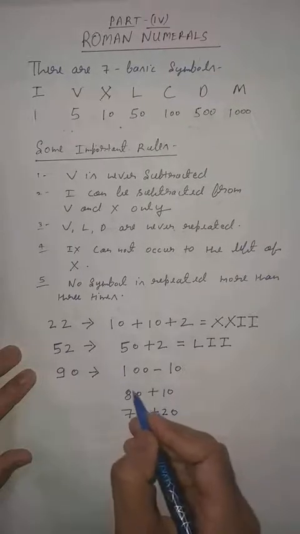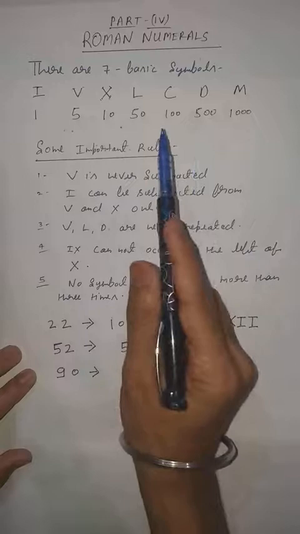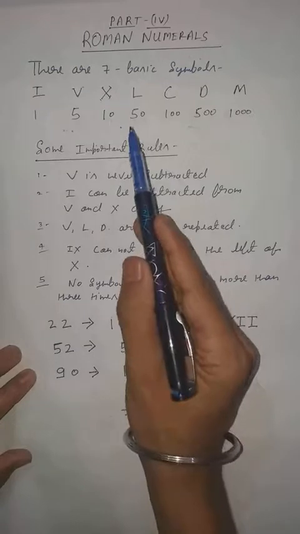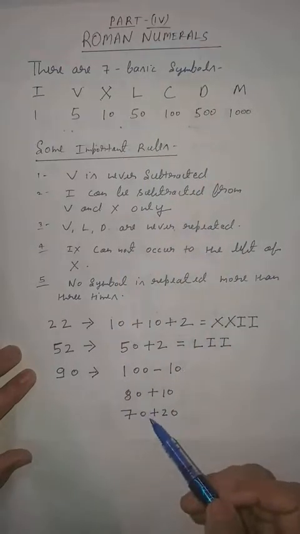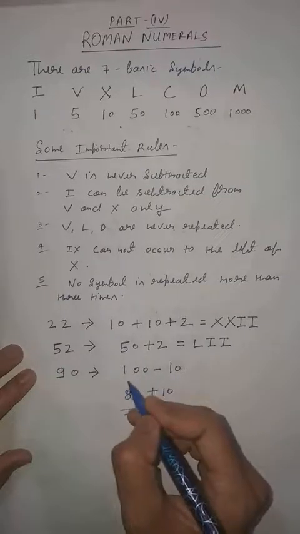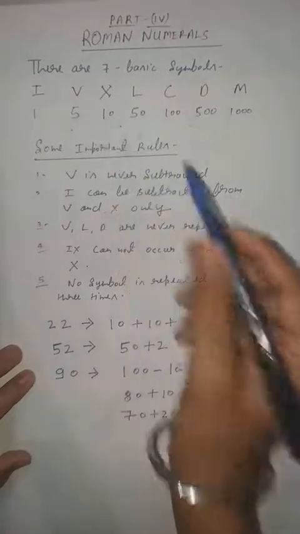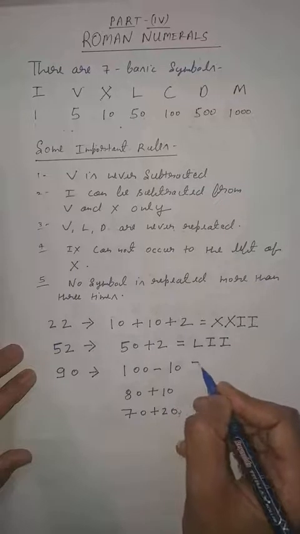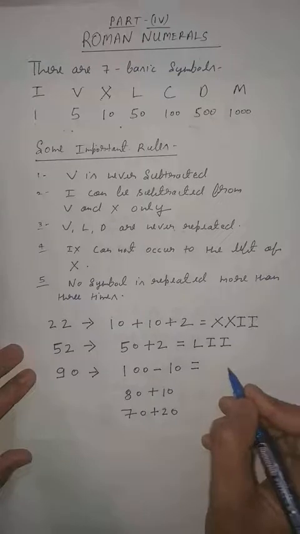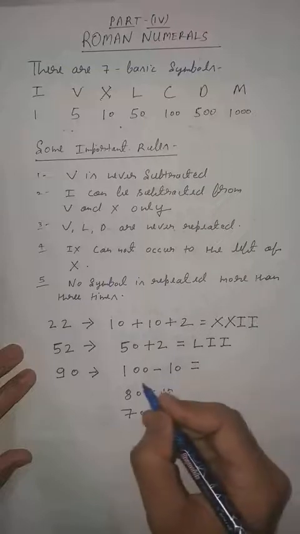But tell me, is there any symbol present for 80? You can see the chart, there is no symbol for 80. Is there any symbol present for 70? No, there is no symbol for 70. Clear to everyone? So you will only use this one, because for 100 there is a C, and for 10 there is X. So what I explained: if you are writing anything to the right hand side, you are going to add. If you are writing to the left hand side, you are going to subtract. So for 100, what will you write down?